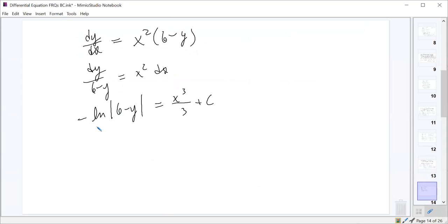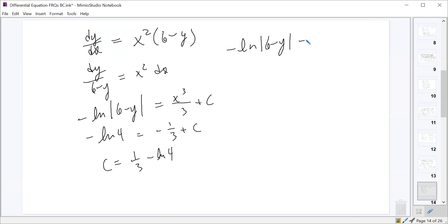Yeah. So negative natural log 4 equals -1/3 plus c. What a pain of a constant. c is 1/3 minus ln 4. Oh well. And so now we have negative natural log absolute value 6 minus y equals x cubed over 3 plus 1/3 minus ln 4. And we'll have to solve that for y.